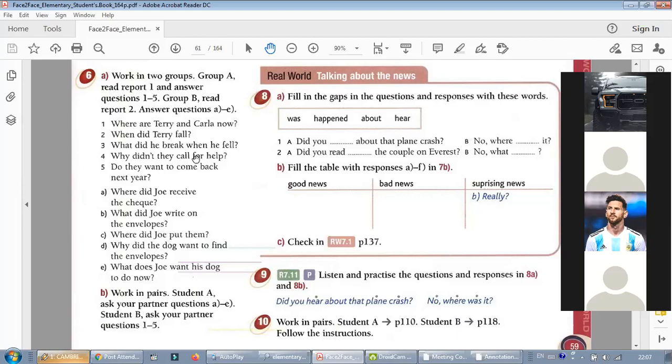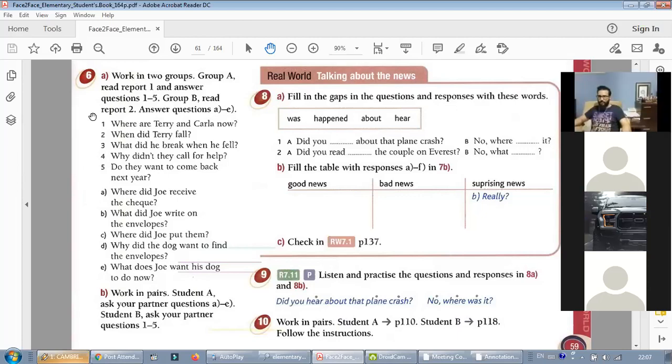Selma, can you read the questions here, please, number 1 to 5. Okay. Where are Terry and Clara now? When did Terry fall? What did he break when he fell? Why didn't they?